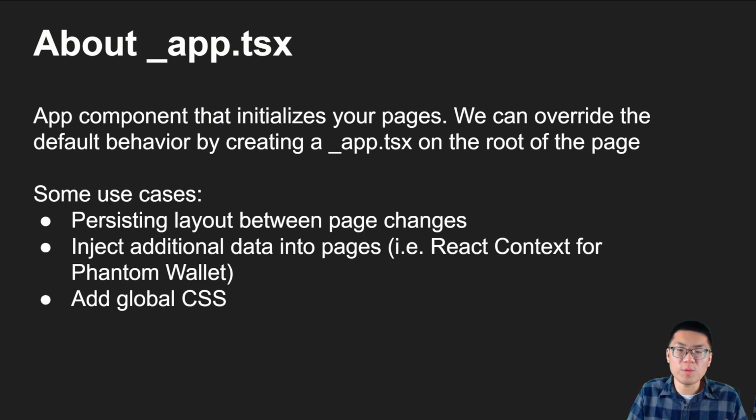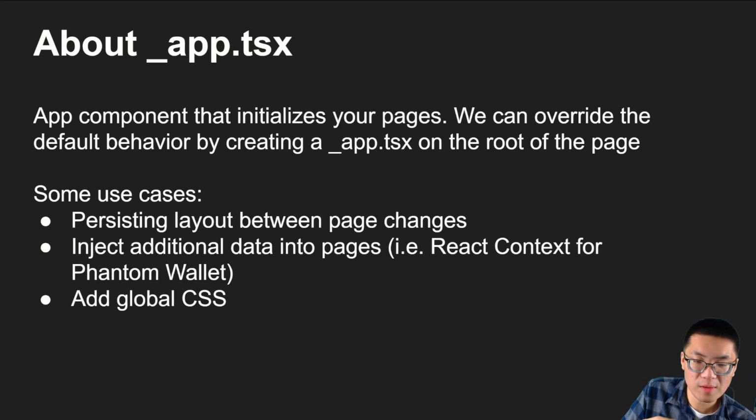But essentially, if we want to have any shared functionality, like for example styles that we want to add into all of our components, we will put it inside the app file. So some use cases are persisting layouts between different pages, which is a big one. Maybe we want to include additional data with React context. Very important point, this is probably the only reference to Solana in this whole entire video: we'll be using it for Phantom wallet integrations so that any page that we create will have access to this information.